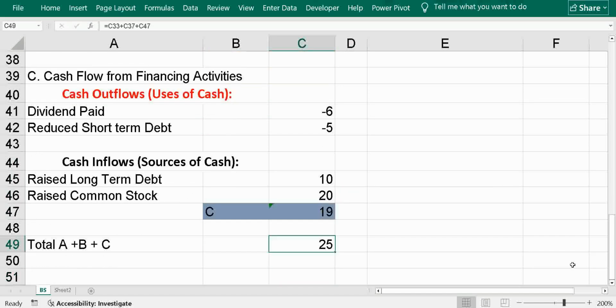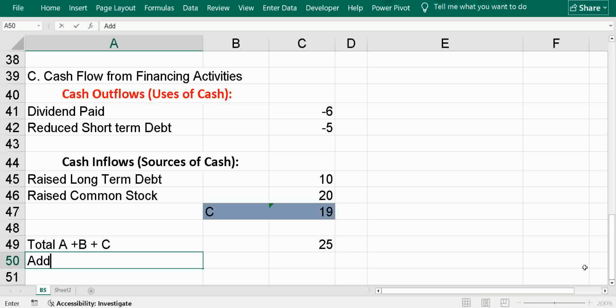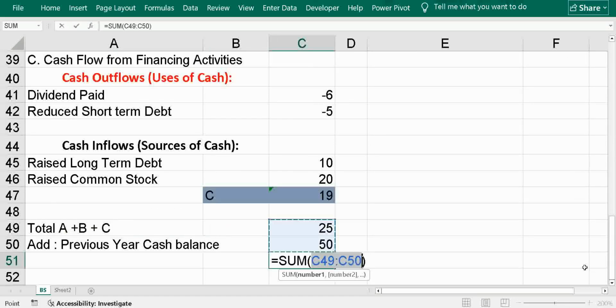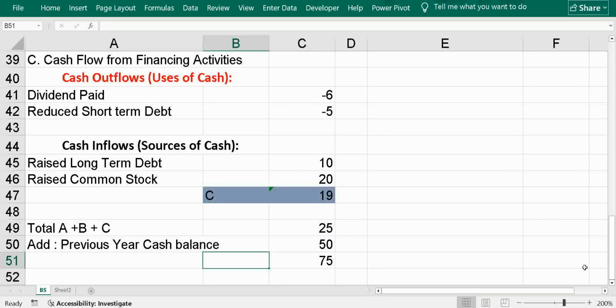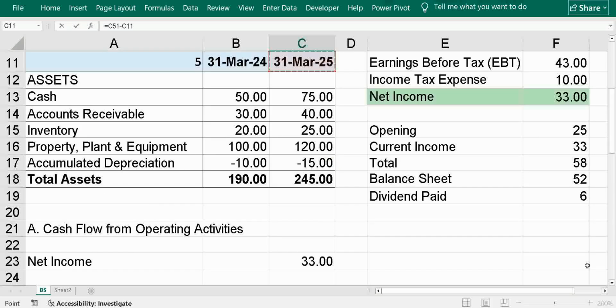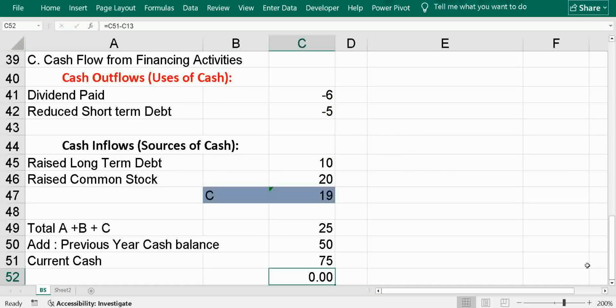Finally, net adjusted cash flow has come. Then we have to add previous year cash balance 50. This should match with current balance. It is perfectly matching. If you miss any one step, you will not get reconciliation.